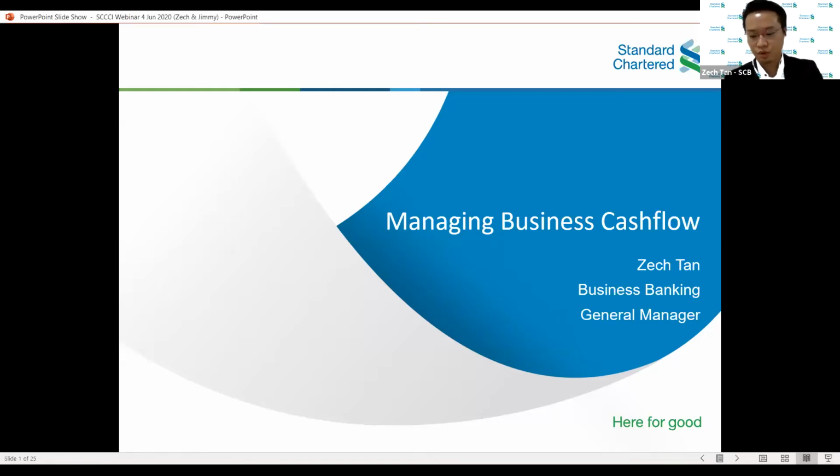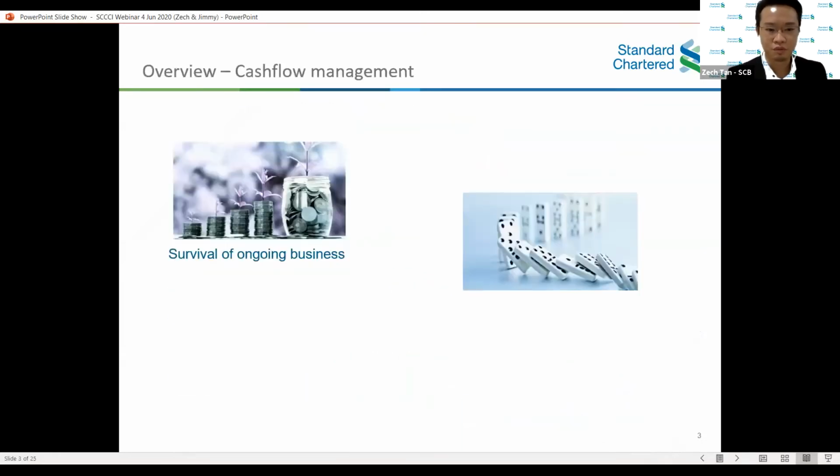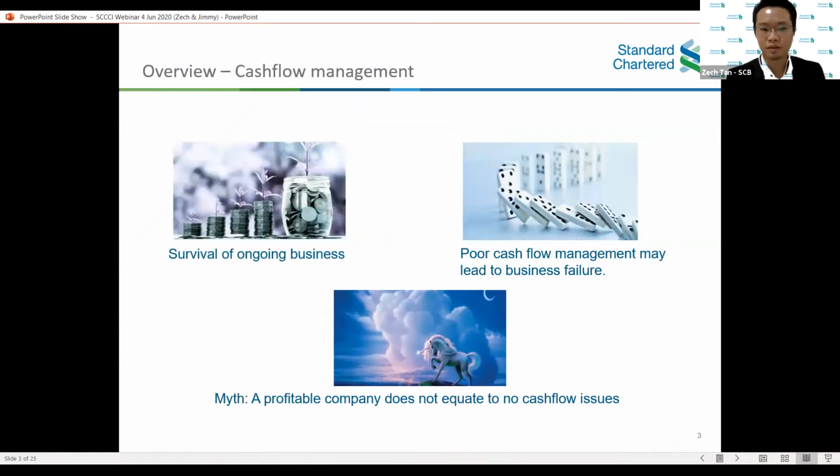Okay, let's go. Cash flow is king. I'm sure you will agree with me. Cash flow is like blood to a business, right? It's important to ongoing survival. Poor cash flow management will lead to business failure. And one of the things that I hear from my SME friends is always that, hey, my business is profitable. I don't know why I'm in this situation where I have to talk to a bank about my problems. So really, a profitable company does not equate to a no cash flow situation. We just have to keep that at the back of our mind.